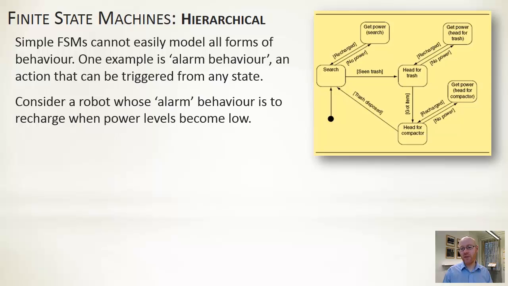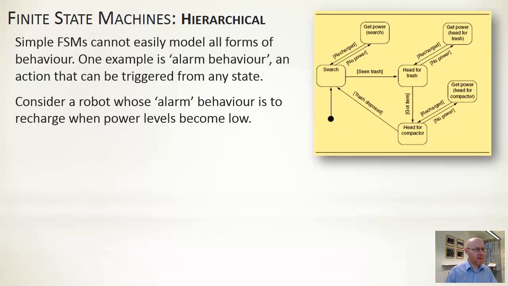So the basic behaviour here is searching for rubbish, picking it up, dropping it into the compactor, and repeating the process. If, however, we assume that the robot has a powered function, that it only has a certain amount of power, and whenever power gets low, it has to go and get recharged. You can see there from the search, and from head for trash, and from head for compactor, we have another condition that if our power drops sufficiently low, we pause our activity, we go and we get power. When we're recharged, we then return to the activity that we were doing and carry on with that.